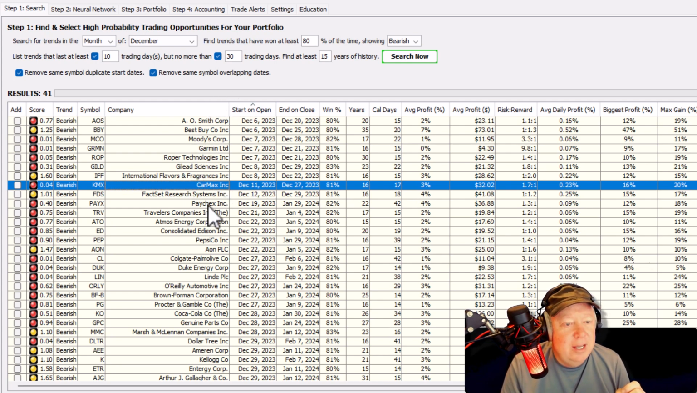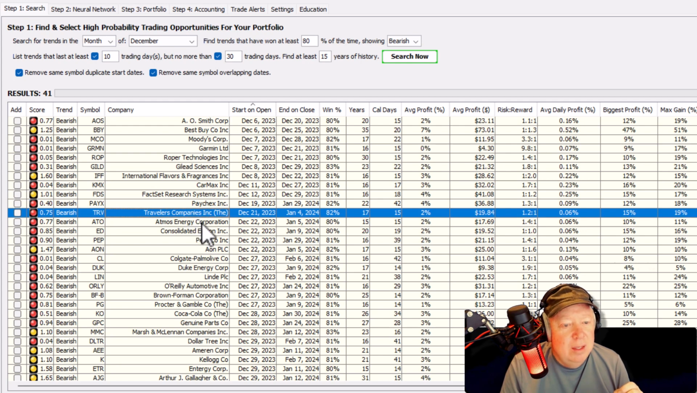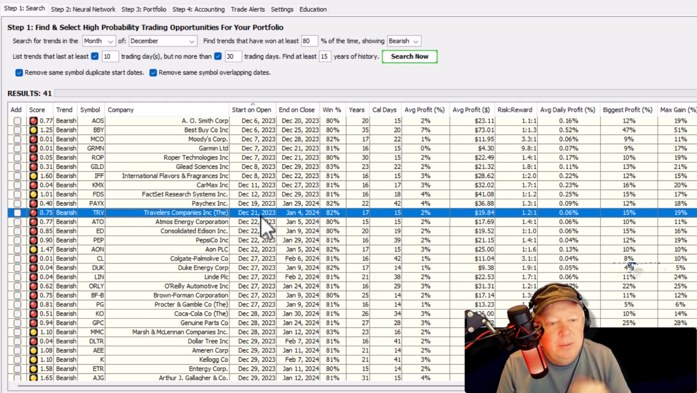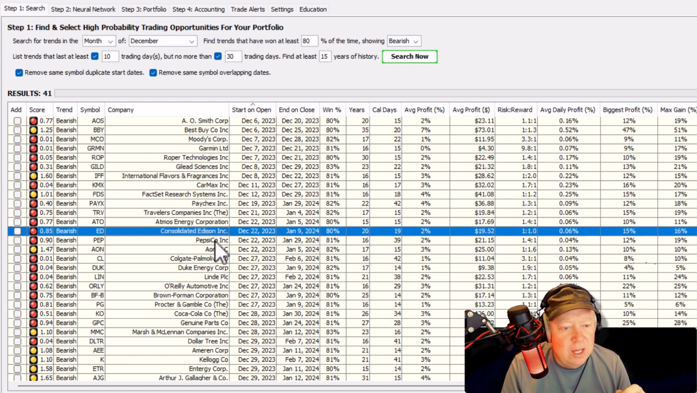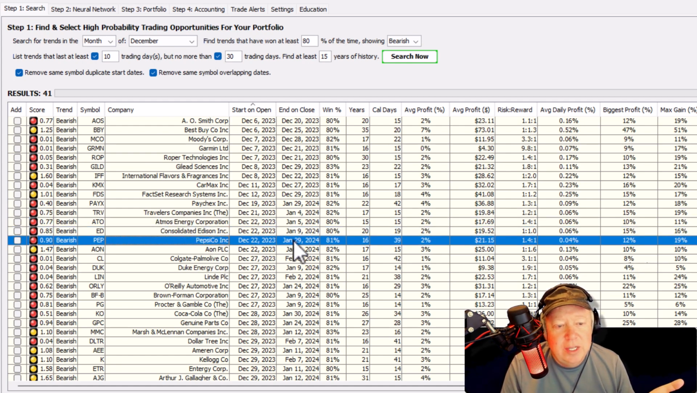All right. FactSet, Paycheck, Travelers. That might not be the one that I'm thinking about, but between December 21st and January 4th, towards the end of December, 82% of the time over the last 17 years, it lost 2%. So towards the end of December, get that dog out of your portfolio. Atmos, Consolidated Edison, Pepsi, December 22nd to January 29th. That's a whole month period of time. 81% of the time, that dog's lost money. Get that Pepsi out of your portfolio going from the end of December into January.